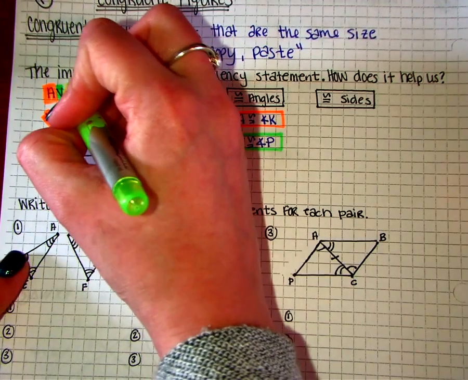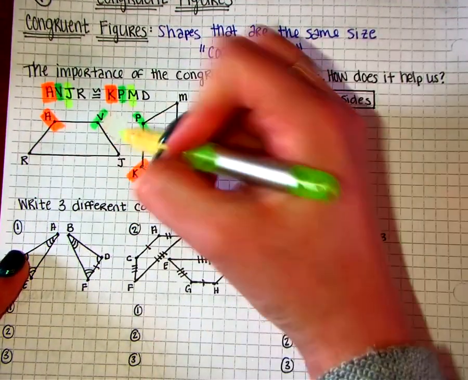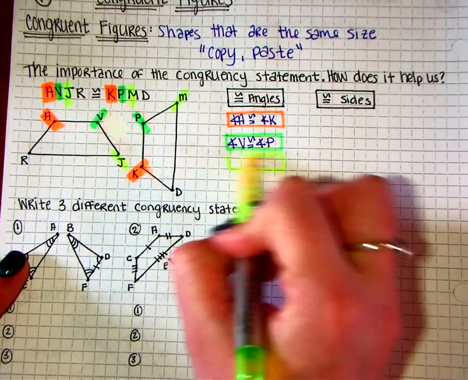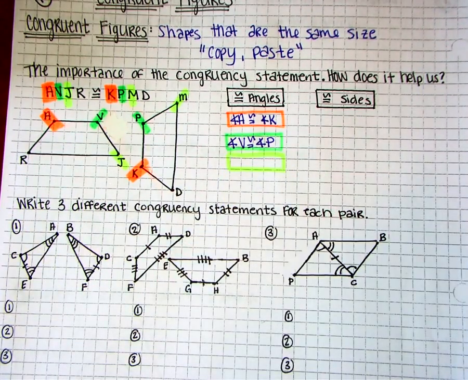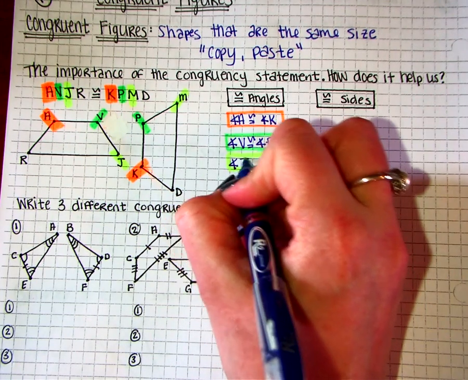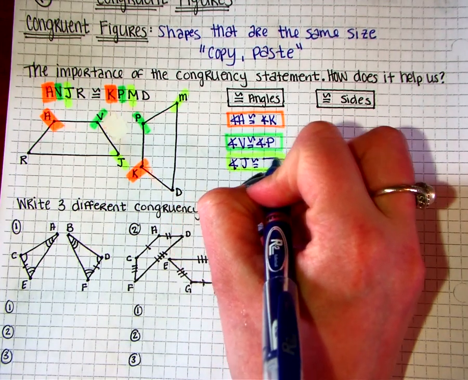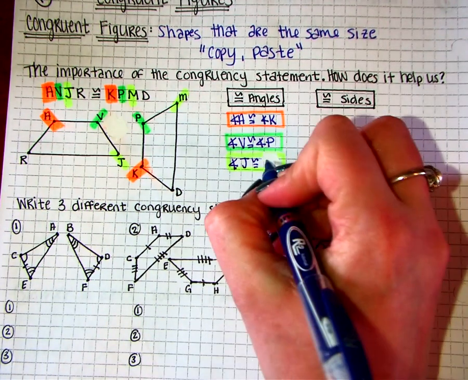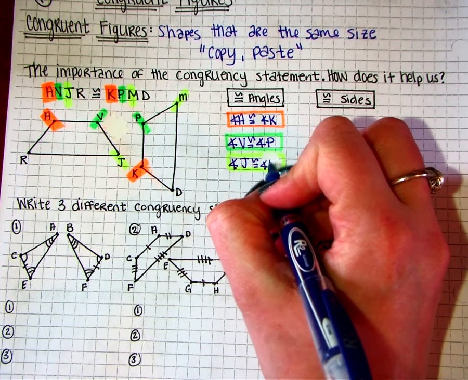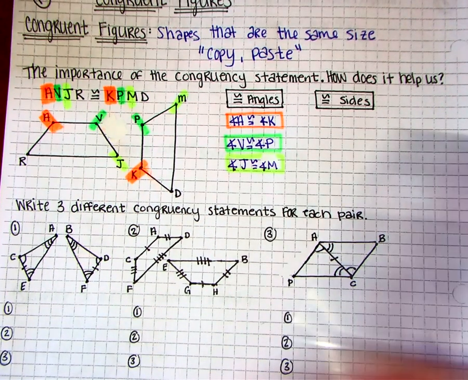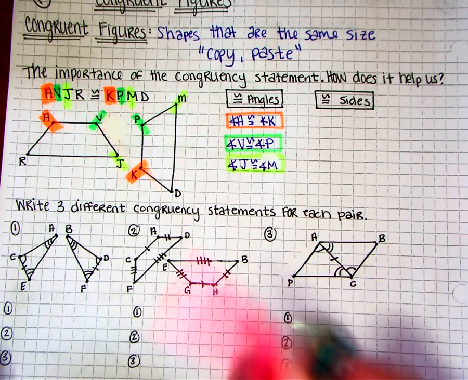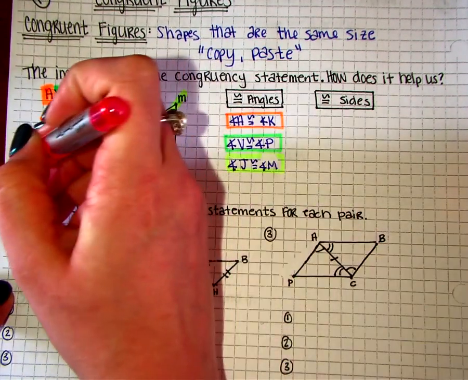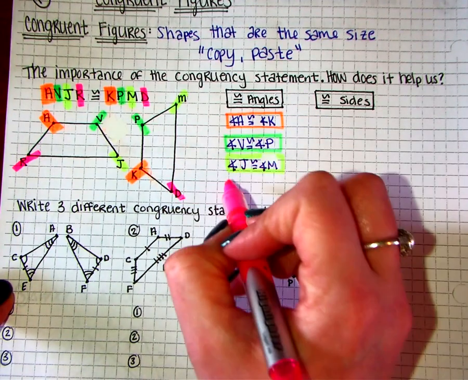So let's go ahead real quick and continue that trend. It's just a pattern. J is second, M is second. J is congruent to M. It's all about the location and where those angles are located. So angle J is congruent to angle M. And last, you have R and D. Angle R is congruent to angle D.